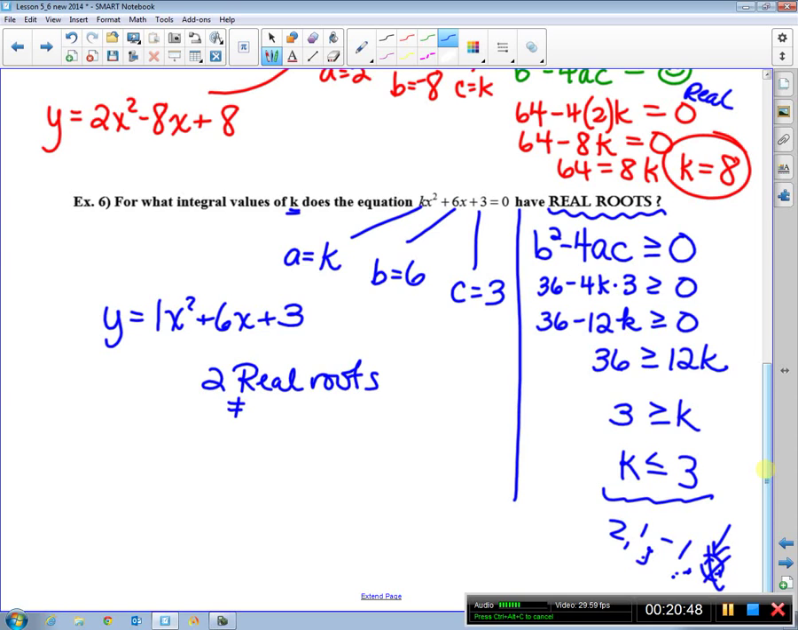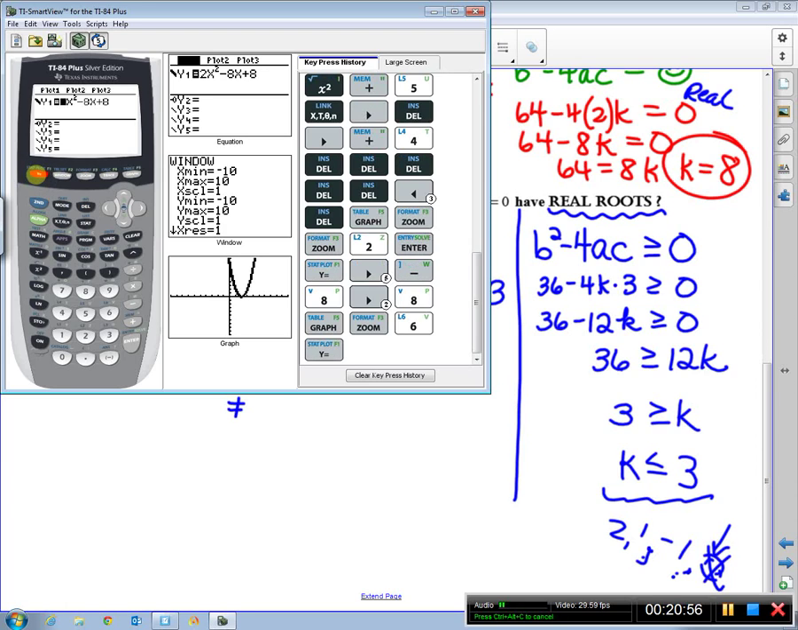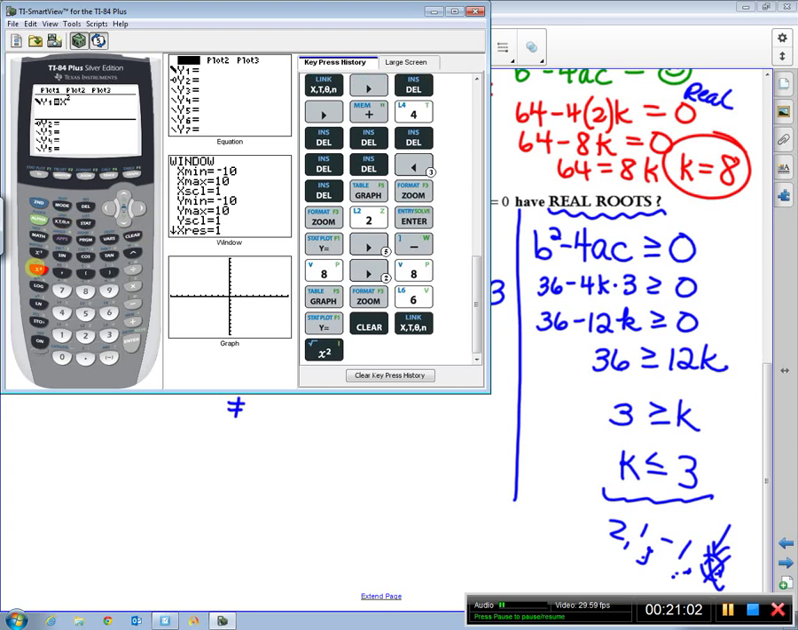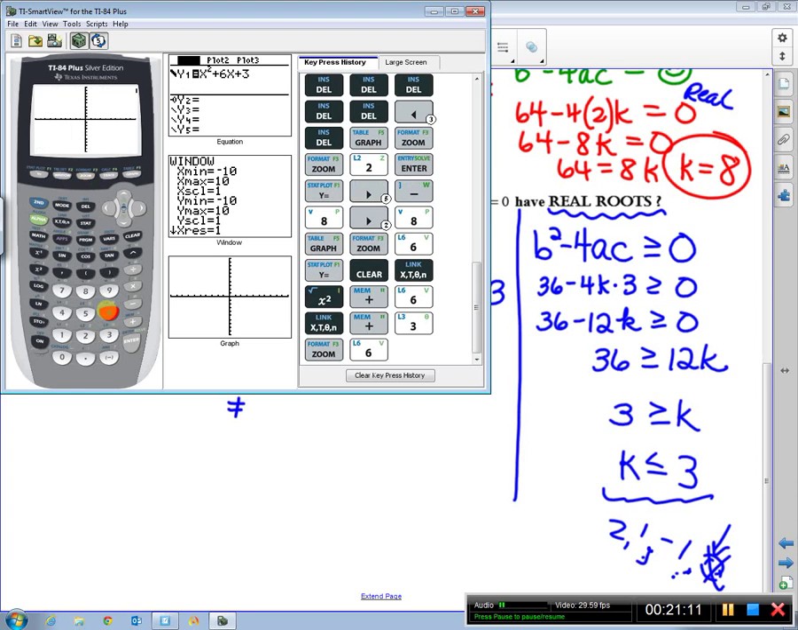This has just been a little review of what the discriminant does and how we can predict what the graph will look like. I'm going to clear this. And there it is. The parabola is crossing the axis in two places. That means two real roots.